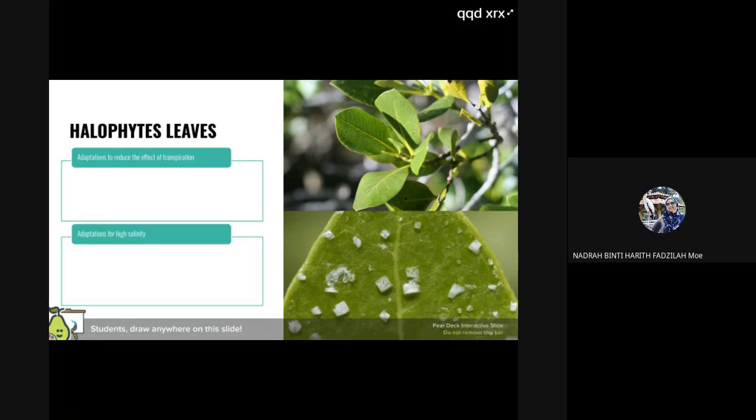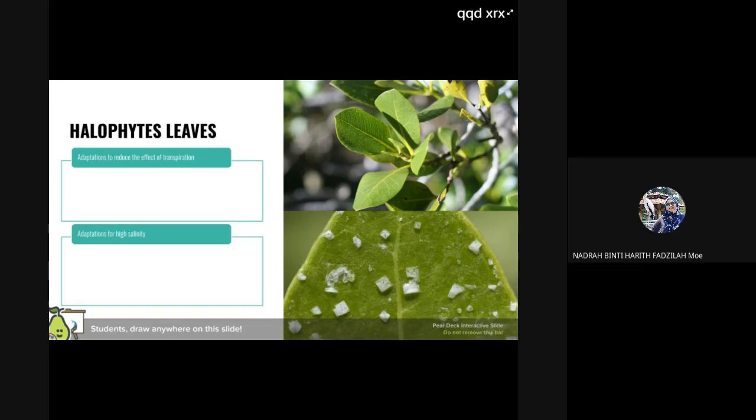Tadi kita sebut pada persekitaran Helophyte, there is high light intensity. So kita dah belajar dulu masa kita belajar pasal transpiration, the higher the light intensity, the higher the rate of transpiration. So apa yang Helophyte ada to reduce this effect? Okay, boleh terus draw kat situ, tulis kat situ.